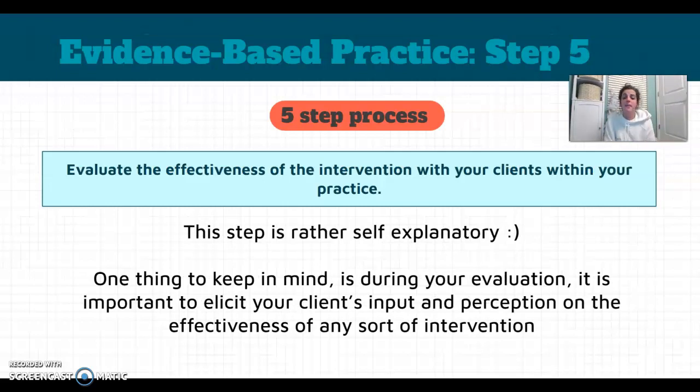And the final step then is you want to evaluate the effectiveness of the intervention, but you want to make sure you do this with your client. I mean, the step, like I say, is rather self-explanatory. We learned about this in the general method. It's part of the process of engaging with a client is after you implement something, you want to know, did it work, did it not?